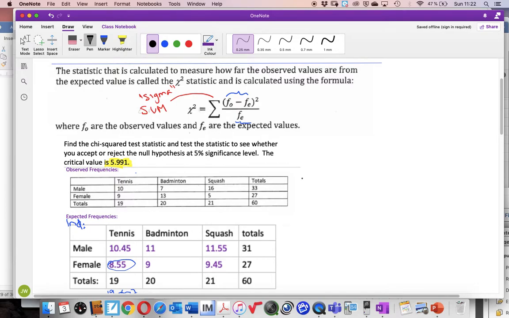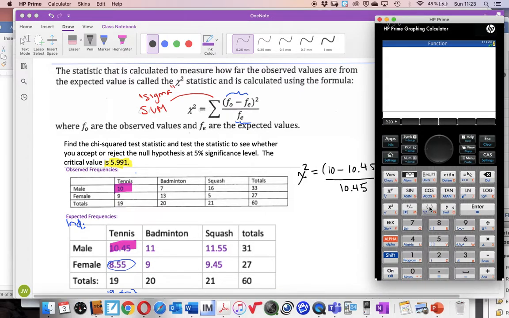So here we are. First our observed, and you always match them up. Our first observed is 10 and our first expected is 10.45. So we're going to go 10 minus 10.45, so we're finding that difference. We square it and we do it out of the expected value, so it's going to be out of 10.45. Just go ahead and type that on your calculator. You can set it all up first.